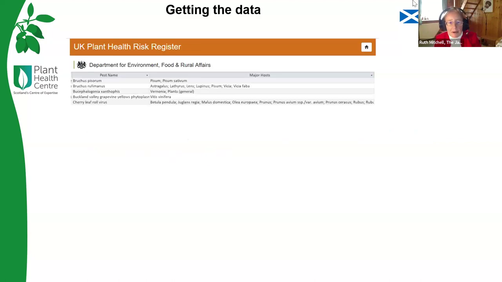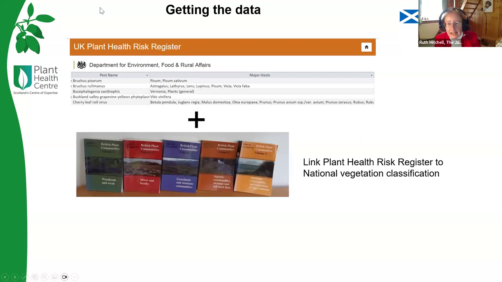I don't know if you're aware, but there is something called the UK Plant Health Risk Register. This is available on the DEFRA website. You can download it as an Excel spreadsheet, or you can just use it online. The risk register lists all the pests that DEFRA are concerned about that could establish in the UK. It largely lists non-native pests that are not currently present in the UK, but it also includes some pests and pathogens that are present but not yet widespread. That risk register will tell you what all the host plants are that those pests will use. You can see a small clip of that risk register there.